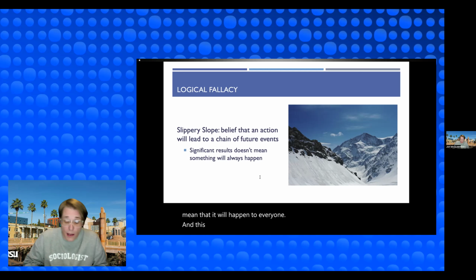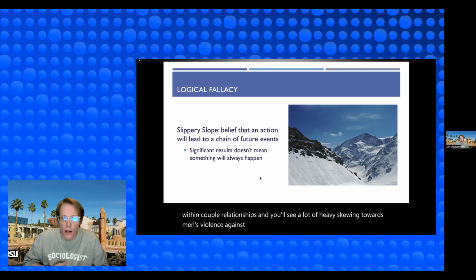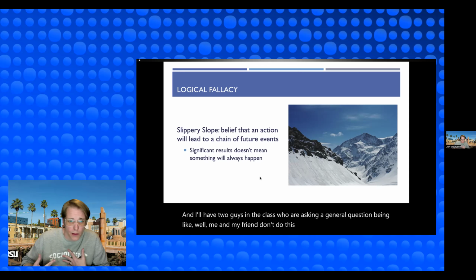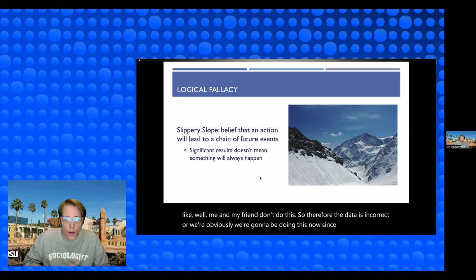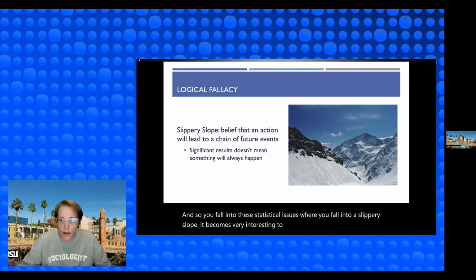And this is a big one. I teach classes on masculinity studies, and when we're going over data and discussing rates of domestic abuse or violence within couple relationships, you'll see a lot of heavy skewing towards men's violence against women, right? You'll have the statistics put out there, and you can see some crazy ones, like 1 in 3 or 1 in 2. And I'll have two guys in the class asking, well, me and my friend don't do this, so therefore the data is incorrect. It's not about that. And so you fall into these statistical issues where you fall into a slippery slope. It becomes very interesting to see how quickly you can have this.